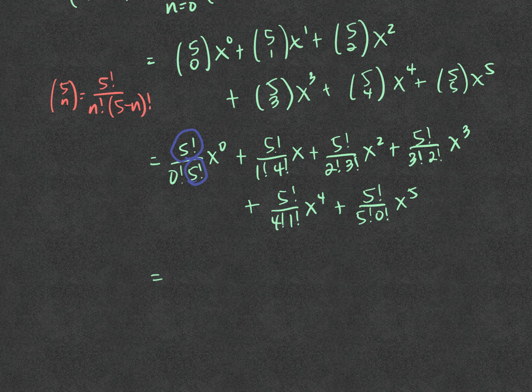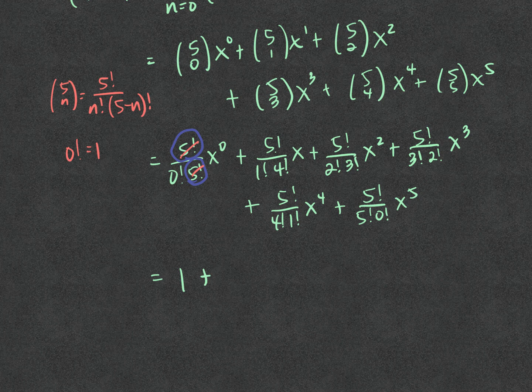So we have 5 factorial over, by the way, 0 factorial is defined to be the number 1, so I'm going to leave that off. And notice that these two 5 factorials cancel. So that's going to give us the number 1 right here. And x to the 0 is 1. So we're going to run with 1 right here.